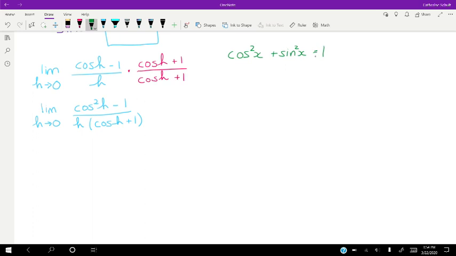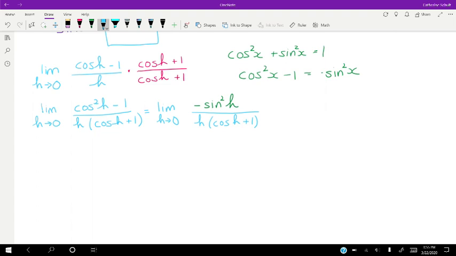So we can subtract 1, and then we would have to subtract sine squared to get it by itself. So we're going to make that substitution. Cosine squared x minus 1 is negative sine squared x. So that's our substitution.